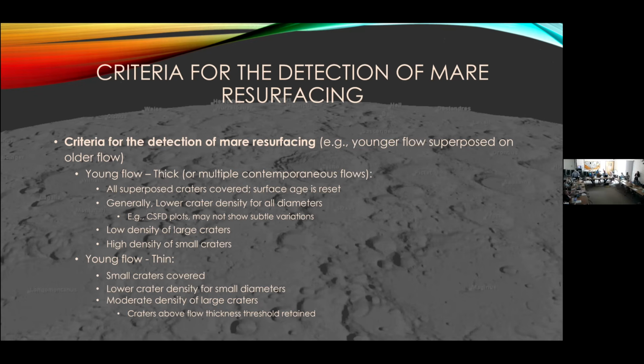But if we have an existing flow, it's been there exposed to space and cratering for a while, it's going to be dense. If we get a new flow, if it's a thick flow, it will obscure that existing flow and reset the crater clock. So we'll have both lower density and smaller craters. If you have a thin flow, I've shown that at the bottom, it gets a little bit more complex because some of the larger craters still exist. The thick flow over an existing Mare is probably the easiest to pursue in the data.